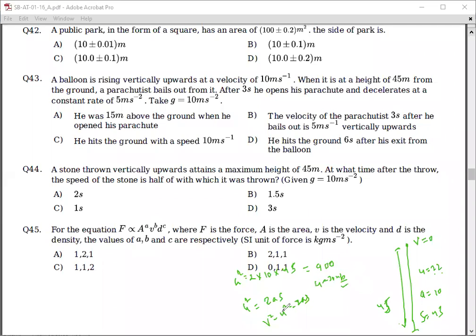Agree? Now U is given, which is 30. V is given, which is half of this, which is 15. A is known, which is minus 10. Can't you find time? Tell me, can you find time? Easy, right? Did everyone understand?